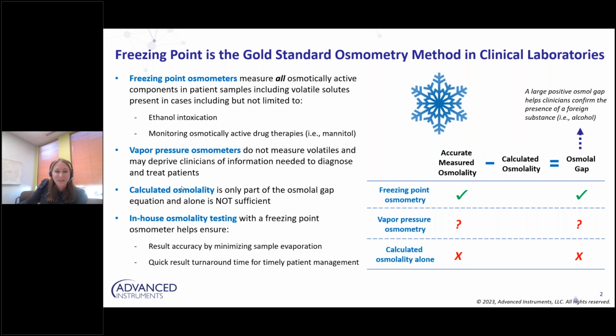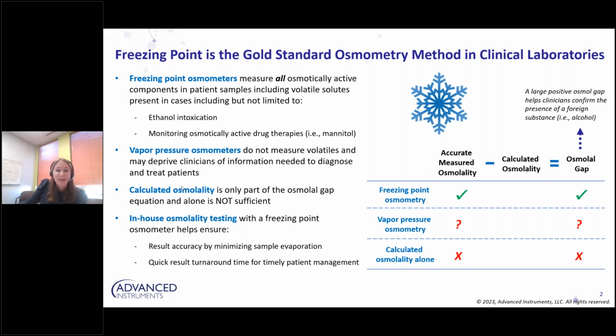This method takes into account all osmotically active solutes in a solution, including volatiles or alcohols. And this is really critical in several key use cases. So picture a common use case: a patient presents to the emergency room, the physician suspects alcohol intoxication, whether intentional or accidental. He or she will order osmolality to look for something that we'll talk about in just a moment called the osmolal gap, which includes a measured osmolality result.